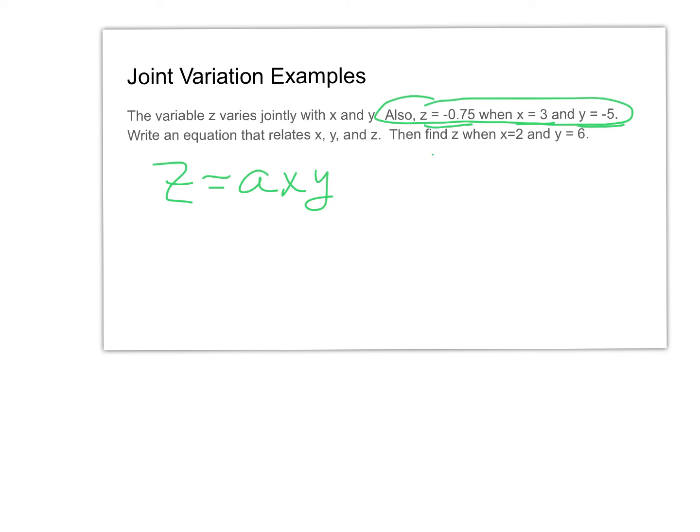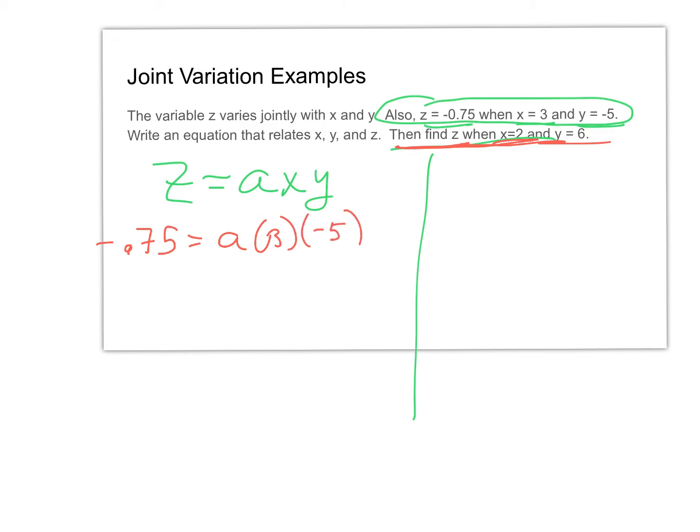Then afterwards, they're going to say, find z when they give us these parameters right here. So find z when x is 2 and y is 6. But first we've got to get the equation. So we're going to do negative 0.75 is equal to a times 3 times negative 5. That looks terrible. Hold on, let me fix that. That looks better. All right, so now we're going to multiply all this together next. So negative 0.75 is equal to negative 15a.